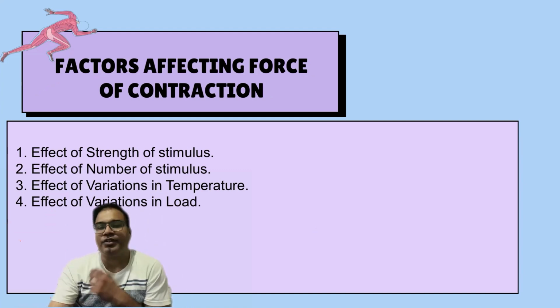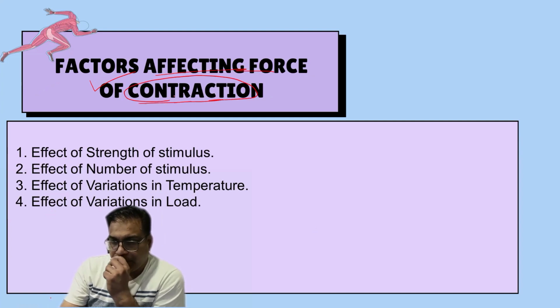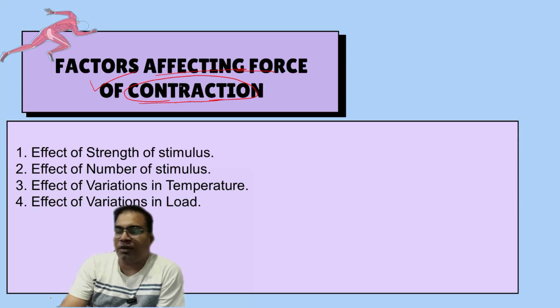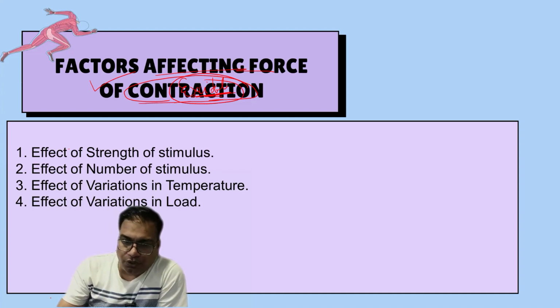Now come to the various factors which affect force of contraction. Basically we started our topic on the various properties shown by the skeletal muscle. The first property was excitability. The second property is contraction. So here we are discussing the various factors which affect the force of contraction.